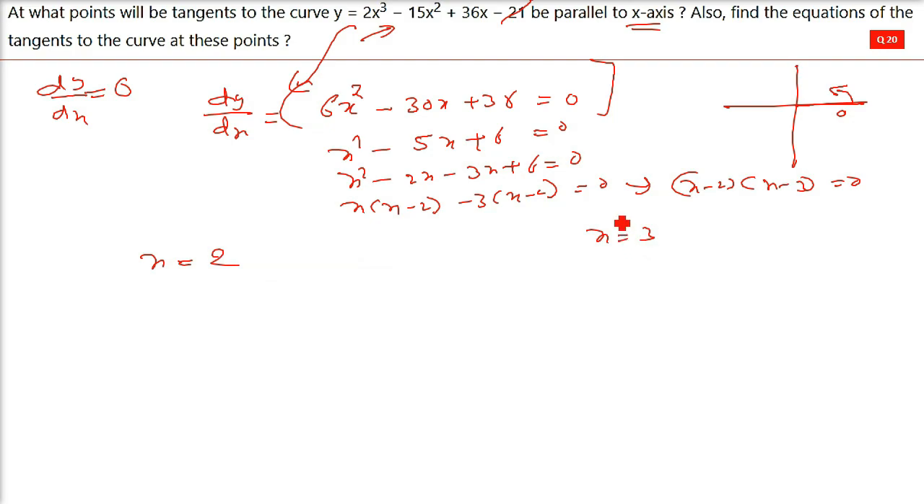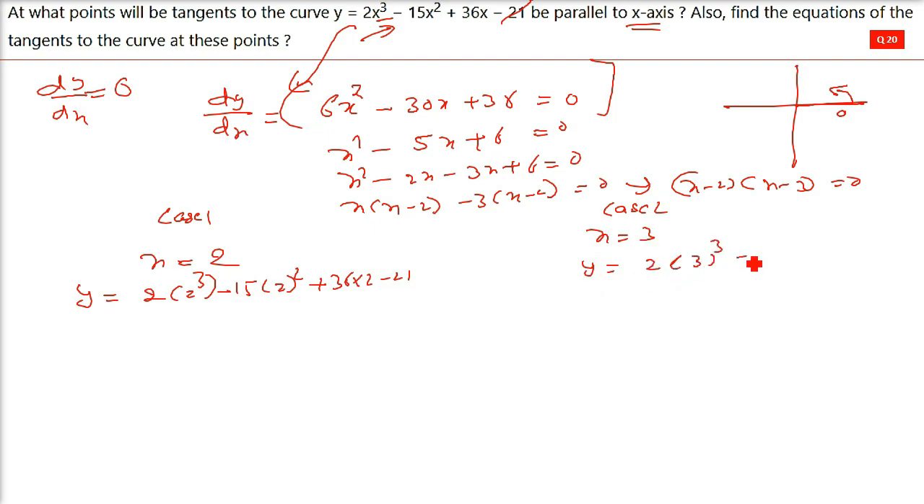Now we have x and y. So if we have x, we can find out the y from the original equation, which is x cubed minus 15x squared plus 36x minus 21. So I'm replacing x as 2 in case number 1, and in case number 2, we are going to replace x equals 3 in the original equation. So I hope you'll be able to do this, because this is simply simple algebra, and I'm quite sure that you are able to solve it, because I'm just showing it to you.